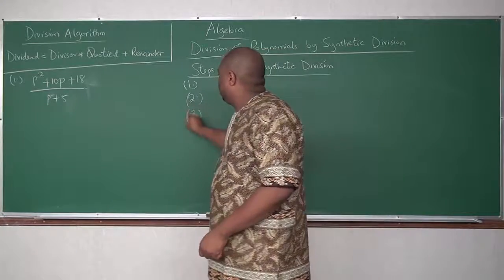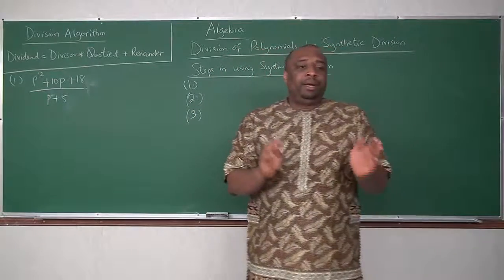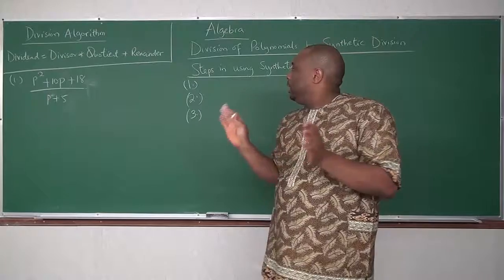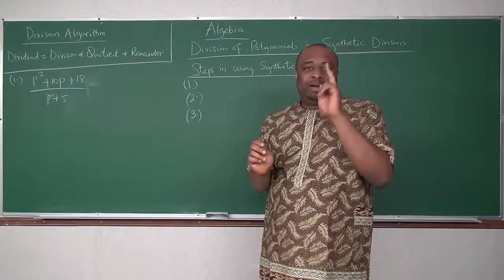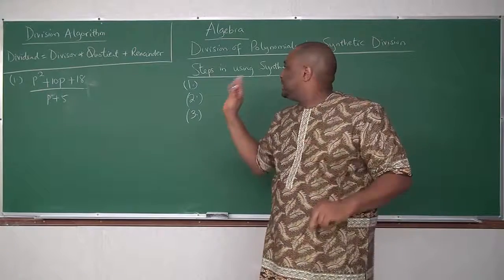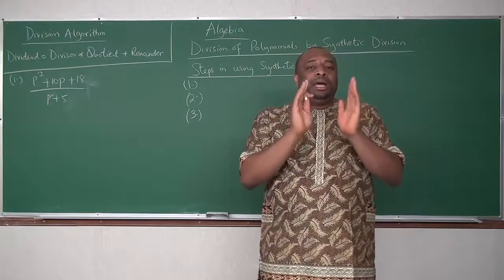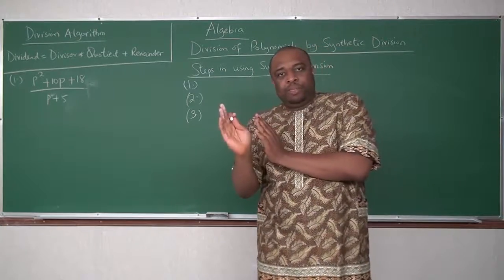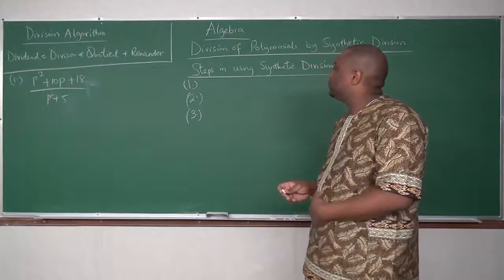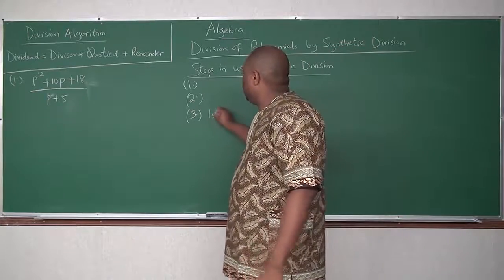Step 3, you know there are 2 ways to solve synthetic division. Set the divisor to be 0. The first way, I'm going to use the first method.